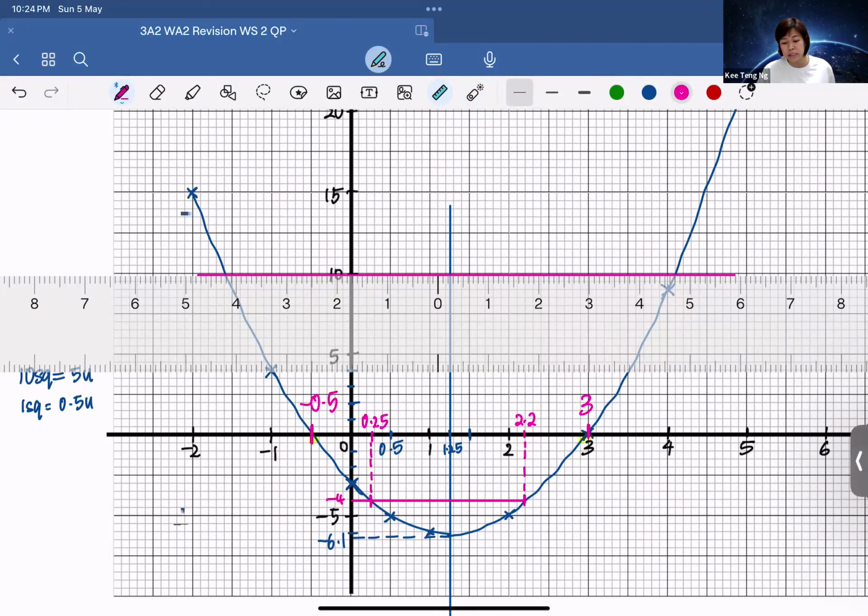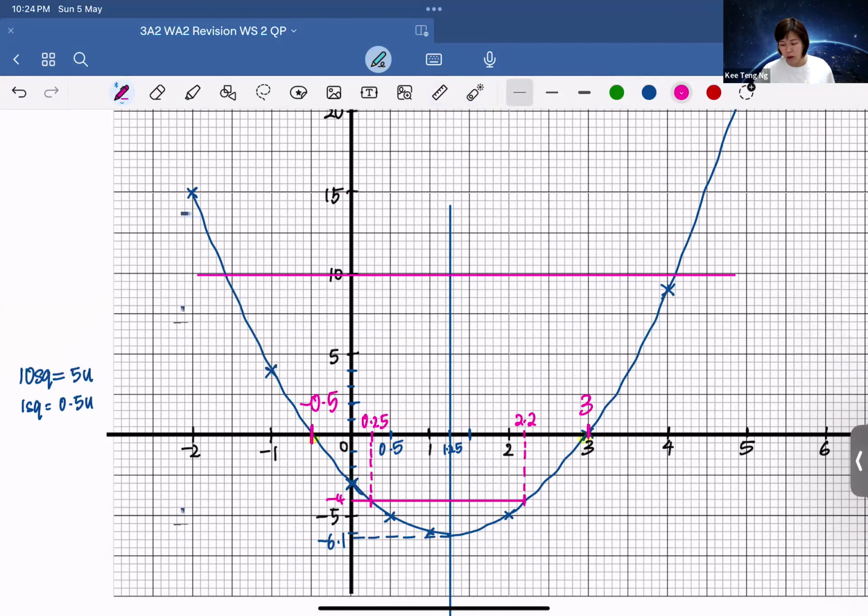Here they did say by adding a suitable straight line, right? So y equals 10. Label it. Let's find the point of intersection, which is here. This one will be the number negative 1.5, negative 1.6. And this number will be 4.1. So my answer will be negative 1.6 and 4.1.